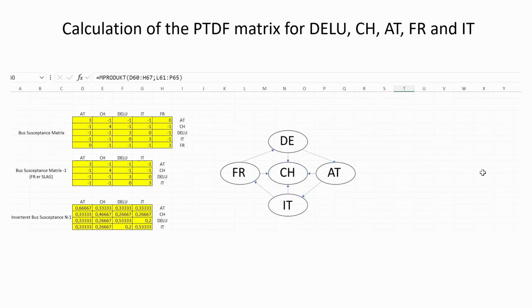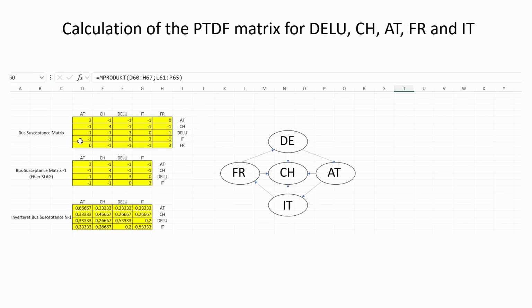Now I will repeat the calculations, but on a more realistic example. I've chosen to calculate here on Germany, France, Switzerland, Austria, and Italy. And again, we simplify, assuming that there is the same reactances in all these lines here.